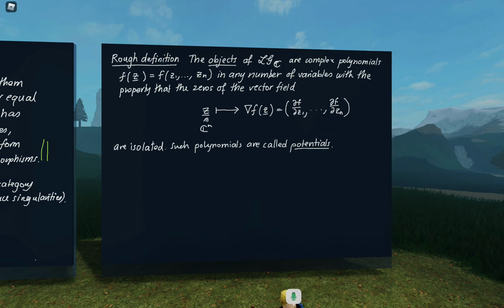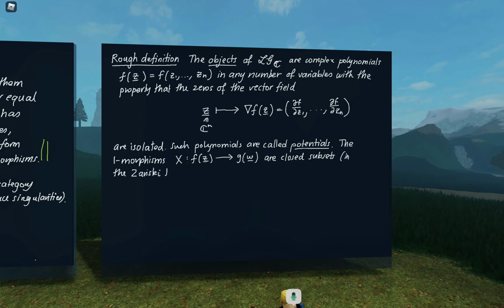So those are the objects. What are the one-morphisms? Well, I'm not going to define all of them because it's a bit complicated, but the one-morphisms from a potential f to a potential g are, let's just say, closed subsets in the Zariski topology.